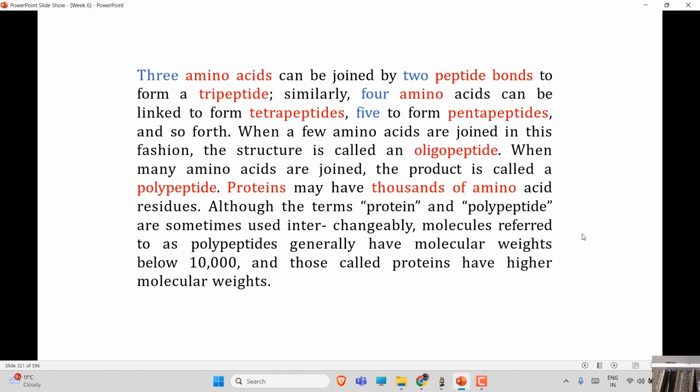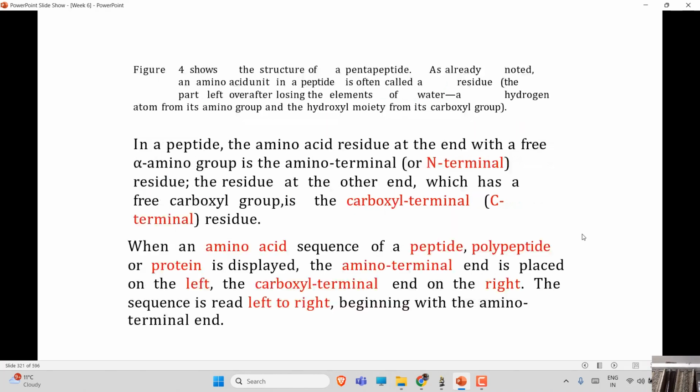Although the terms protein and polypeptide are sometimes used interchangeably, molecules referred to as polypeptides generally have molecular weight below 10,000, and those called proteins have higher molecular weights. Now, in a peptide, the amino acid residue at the end with a free amino group is the amino terminal or the N terminus, and the residue at the other end, where the carboxyl group is free, is called the C terminus.